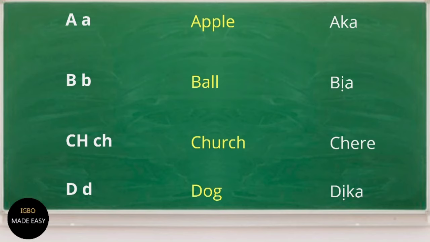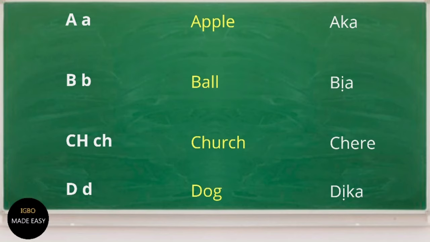And as a rule, for all the Igbo consonants, remove the vowel in the sound of the name. What you have left is the sound of the letter of the alphabet when it comes together to make a word. Only the vowels sound exactly the way they do in the names of the letter as in the sound of the word. Now the next one we have here is chi.